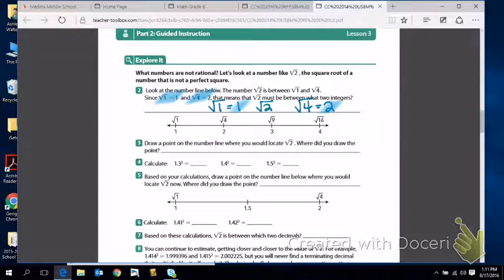In number 3, it asks us to draw a point on the number line where you would locate the square root of 2. And where did you draw the point? So should we draw that square root of 2 closer to 1 or closer to 2? Because there's only a difference of 1 between the square root of 1 and the square root of 2, and a difference of 2 between the square root of 2 and the square root of 4, the square root of 2 is most likely going to be closer to the 1. So our point may be somewhere around here, which means that we might have drawn that point somewhere around 1.3 or maybe even 1.4.